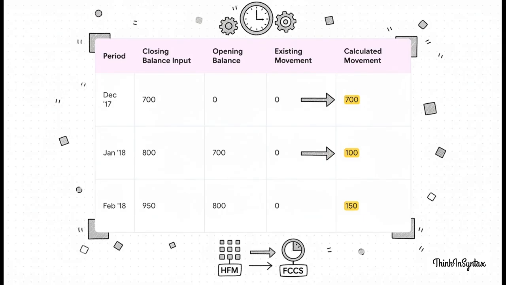Okay, look at December. We load a closing balance of 700. The opening balance is 0, so the calculated movement is 700. Makes sense. Now, watch what happens in January. We load a new closing balance of 800. FCCS has already carried forward that 700 as our new opening balance, so the calculation is simple. 800 minus 700, which gives us a correct periodic movement of 100. And you can see it just keeps going for February. This is exactly how we translate a life-to-date balance into the perfect periodic movement that FCCS needs.